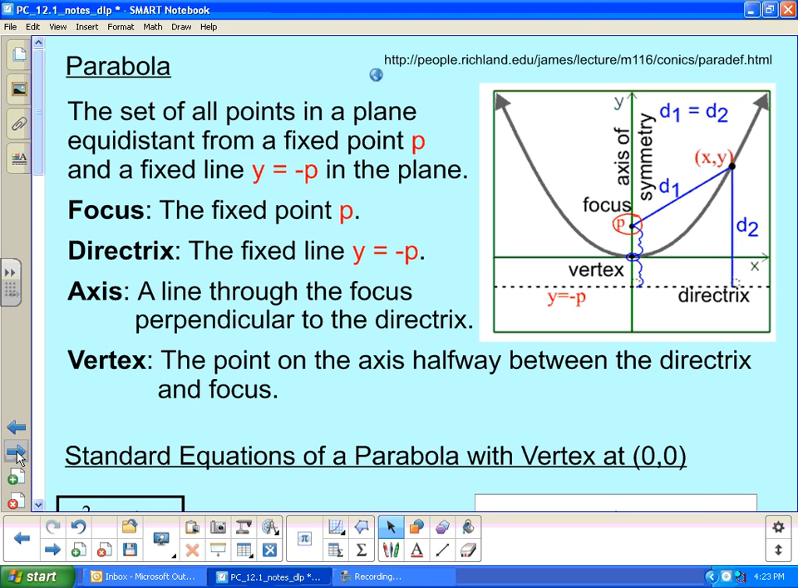All right, let's keep that one in mind. So the directrix then is this. In this case, it's a horizontal line. But it is a line. It's an equation of a line. Depending on the shape of our parabola, it will be horizontal or vertical.